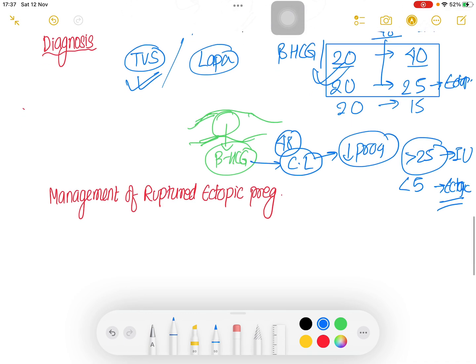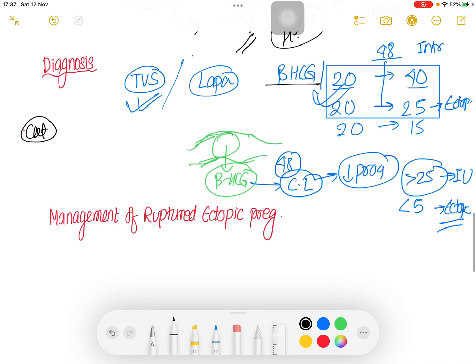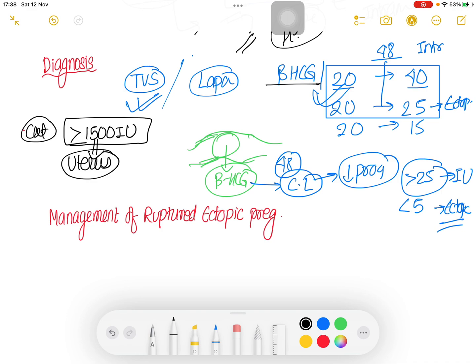And the one thing we must know is the cutoff value, the discriminatory zone of the beta hCG, and how much time we have to see the beta hCG level. If the beta hCG level crosses 1500 international unit, then we can see the product, like the gestational sac, inside the uterus. So if the beta hCG level is greater than 1500, but no fetus or product of conception is seen in the uterus, then we can term it as ectopic pregnancy.